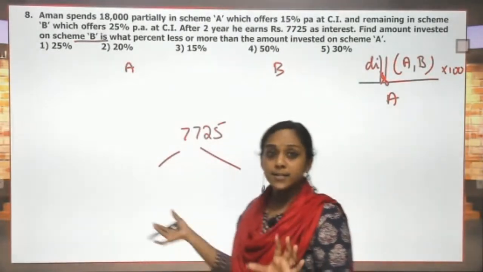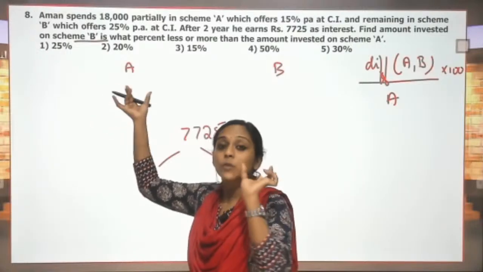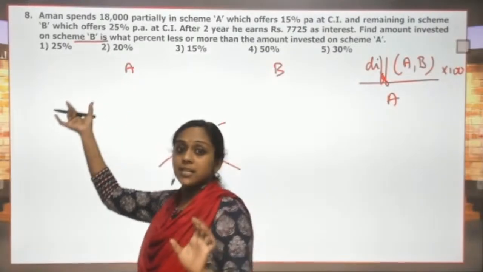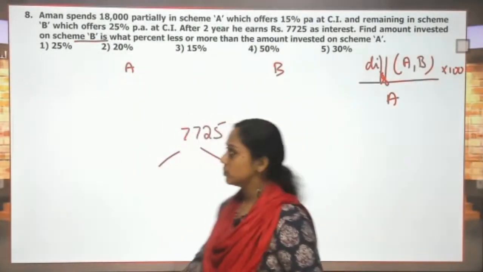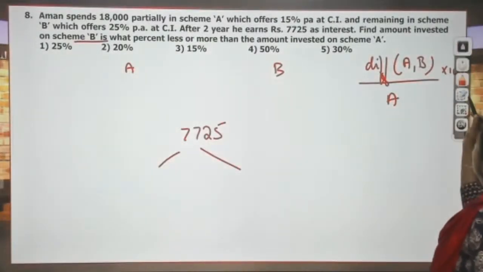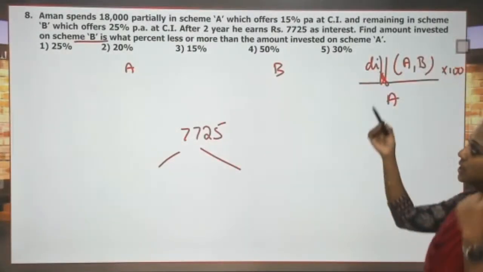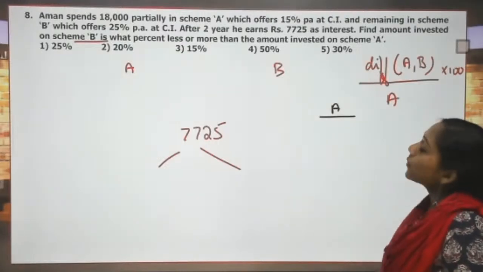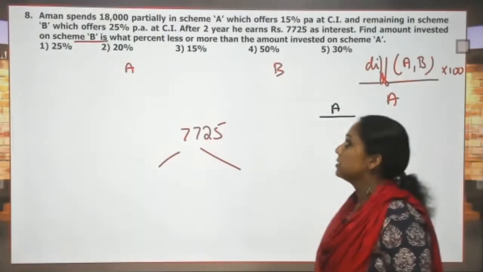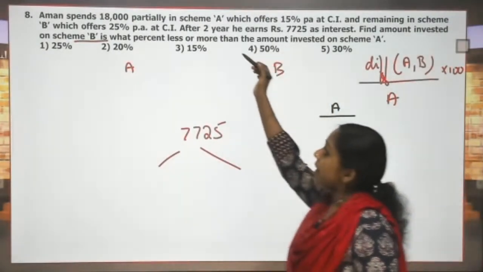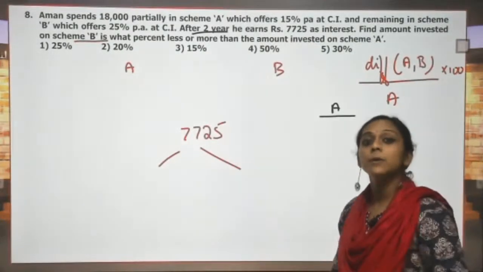So what I need is the interest you get when you invest the entire 18,000 in scheme A. So first you have to find that value. Let's find that value. Here, first scheme A, what is given? 15% per annum at compound interest. What is the time? After 2 years is given, so the time period is 2 years.